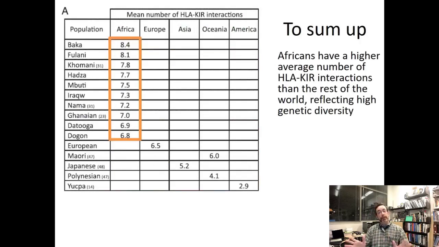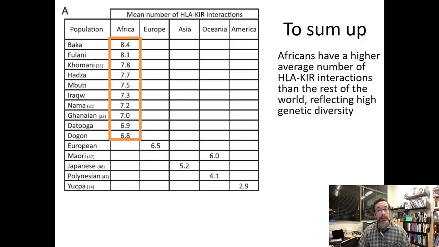So, to sum up, we're at the end of the paper. To sum up, Africans have a higher than average number of HLA KIR interactions relative to the rest of the world. If you add up the possible HLA KIR interactions, you see that all these numbers run from 6.8 to 8.4. In all the other non-African studies, all the other continents of the world, we got 6.5 or below for this number. That means the high genetic diversity of Africa results in a high diversity of HLA KIR interactions. So that makes sense. That's what we were expecting to find.